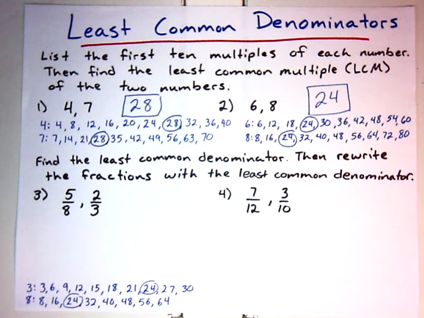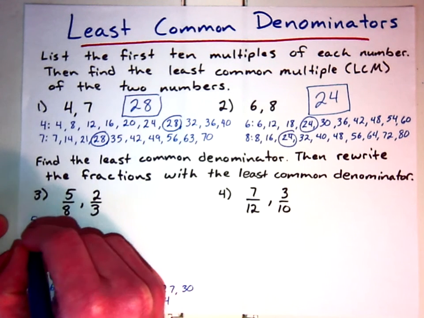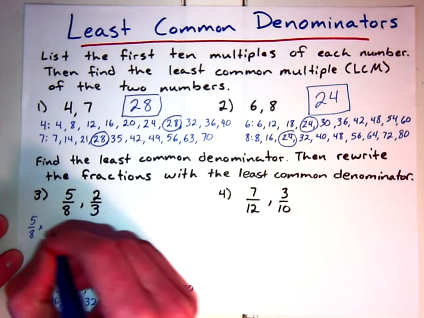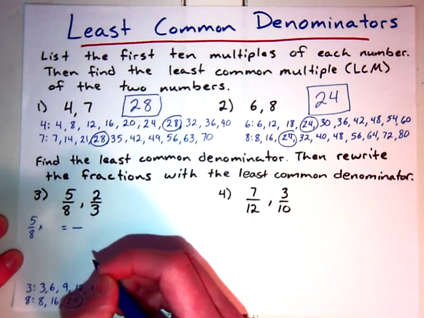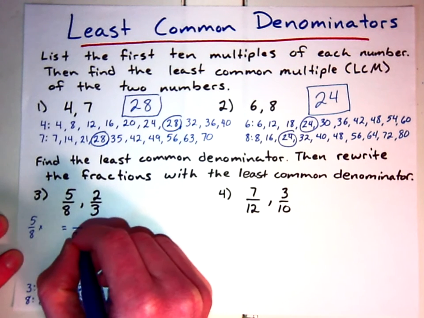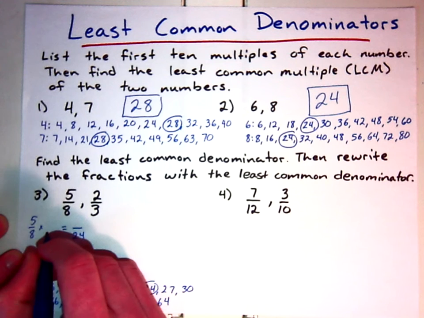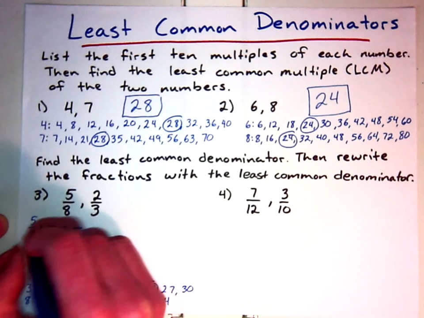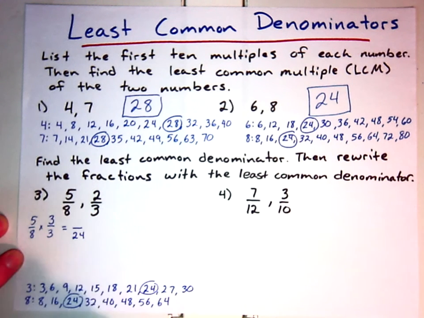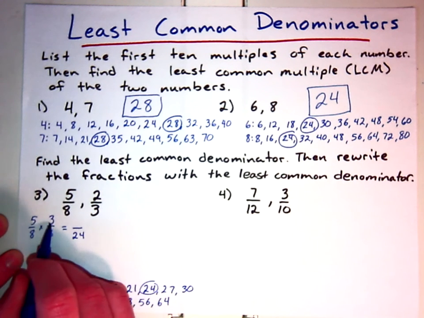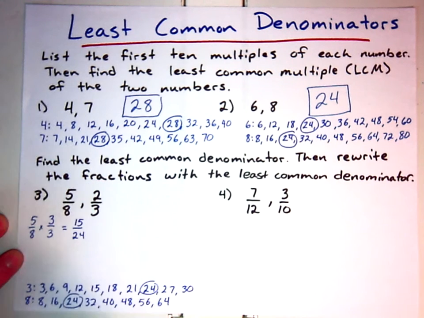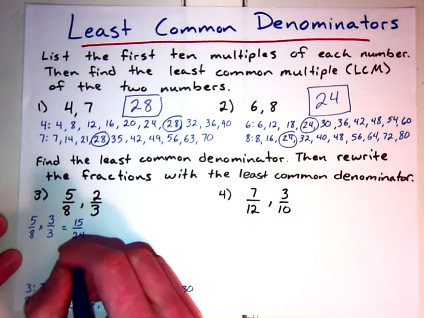And then we need to remember the next part, it says then rewrite the fractions with the least common denominator. So how do we write equivalent fractions? So 5/8, and we're going to multiply it by something to get the denominator of 24. Well, 8 times what is 24? It's 8 times 3. And if we multiply the denominator by that, we have to multiply the numerator by that. So 5 times 3 is 15.